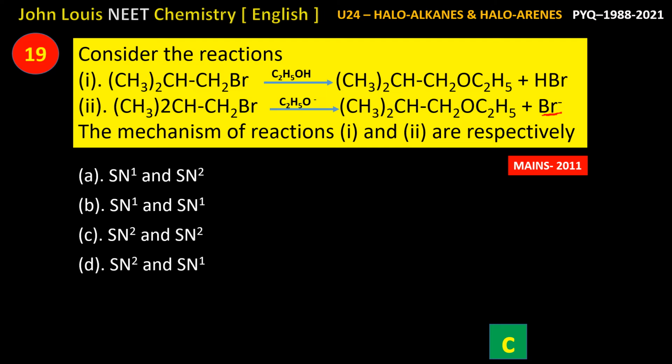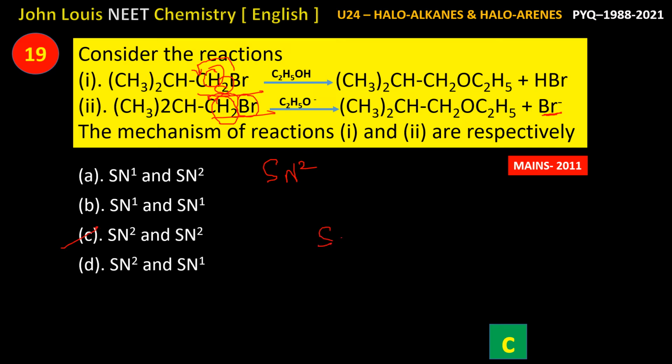Here both are primary halogen compounds, CH2Br, CH2Br. So both will undergo SN2 reaction only. This is SN2, this is also SN2, because both are primary. How can you say it's primary? Bromine is bonded to a carbon which has 2 hydrogens, therefore it is primary. The same thing in the second reaction: bromine is bonded to a carbon which has 2 hydrogens, so this is also primary. Generally primary halogen compounds undergo SN2 reaction. Therefore option C is correct.